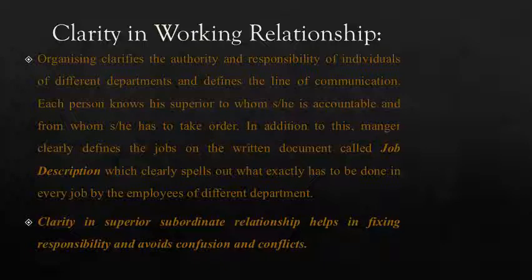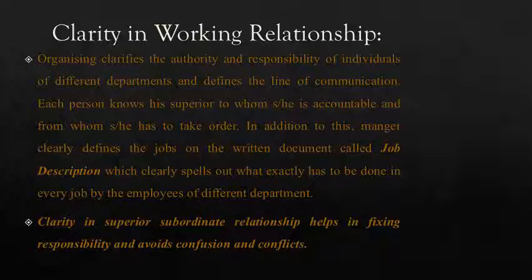Not only this, but in addition, the manager clearly defines the jobs in a written document called the job description. Why does the manager define each and every job in a written document? The reason is that this description will clearly inform each and every employee of a different department what exactly has to be done in a particular task and what would be the role of each and every employee in performance of the task.